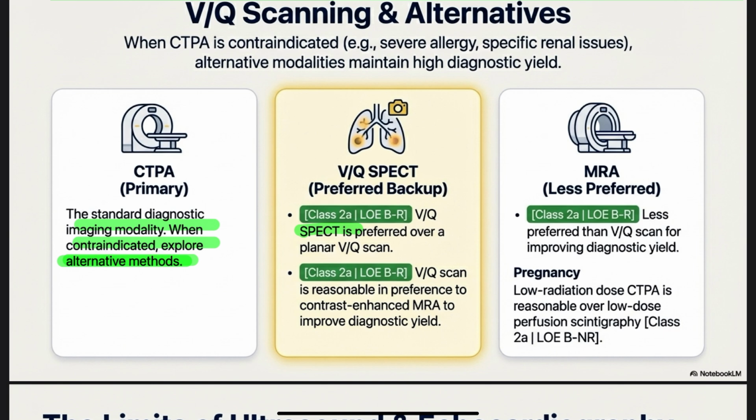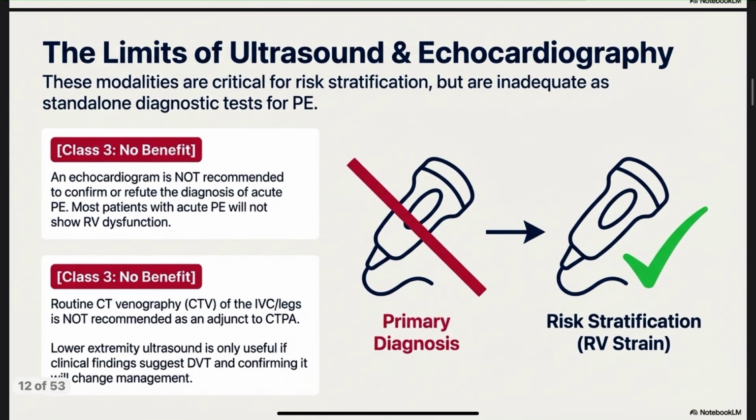That's all. And in pregnancy, low dose CTPA is reasonable over low dose perfusion scintigraphy. Very, very important: low dose CTPA can be done in pregnancy. This is a new change, because before it was said that you can do a VQ scan, catheterize the patient, give the radiolabeled albumin, and then excrete the albumin faster from the bladder. But now low dose CTPA is considered better. So nothing to be worried about.